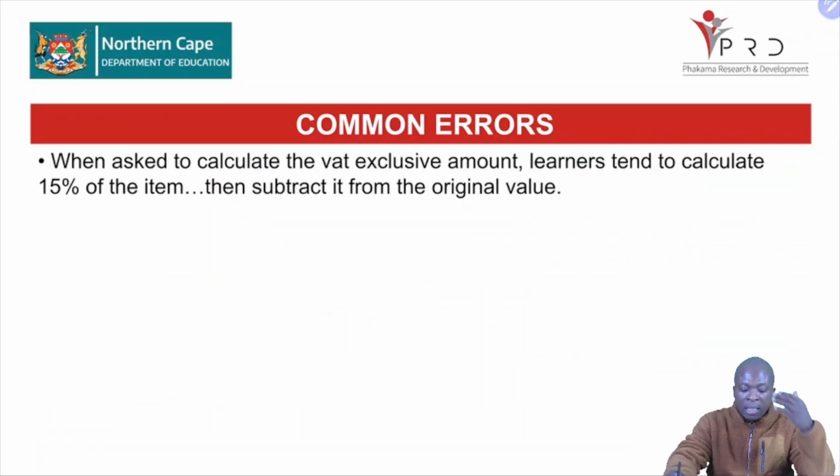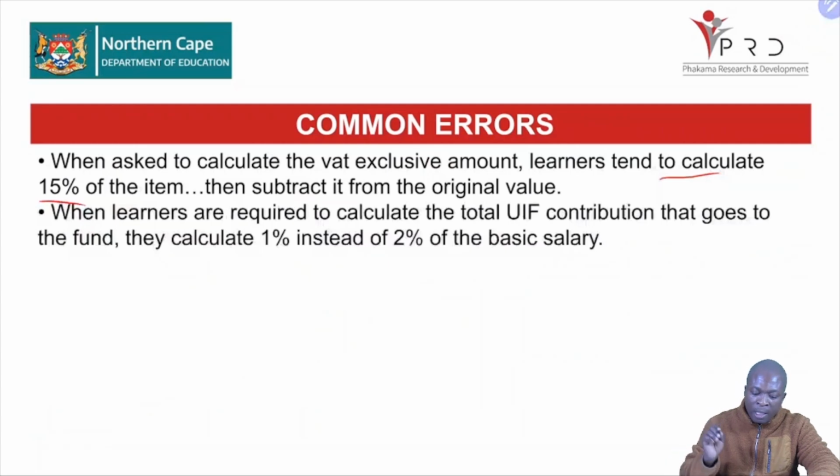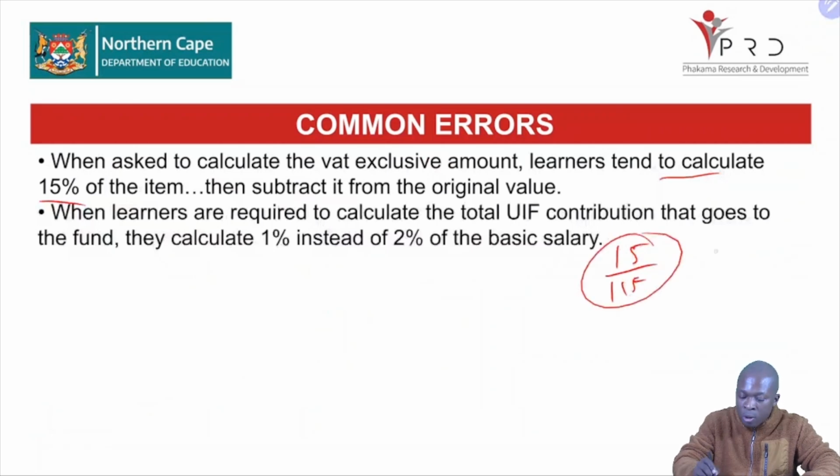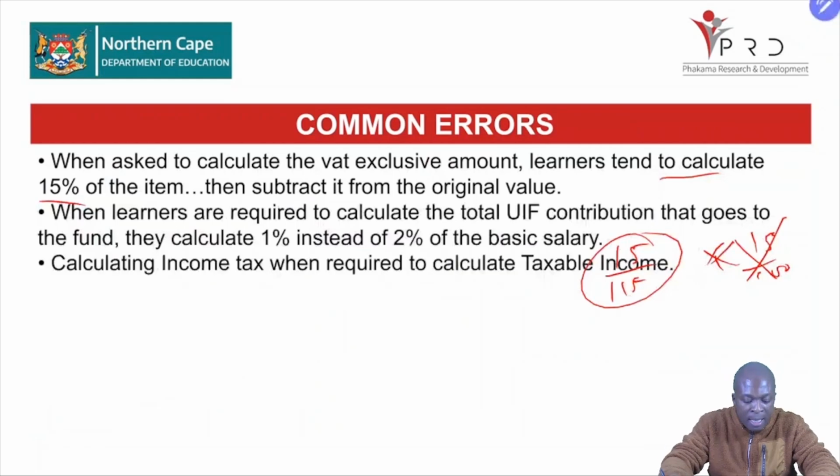When you are asked to calculate the VAT exclusive amount, sometimes you tend to calculate 15%, and that is not correct. Because the fact that they are saying calculate the VAT exclusive amount, it means the item that they have given to you or the amount already contains VAT. So if it contains VAT, you don't subtract 15%. What you can actually use is say 15 over 115. This you can use, not 15 over 100. No. You only talk of 15 over 100 if there was no VAT, then you are finding it. But if there's VAT already, it means you have to say 15 over 115.